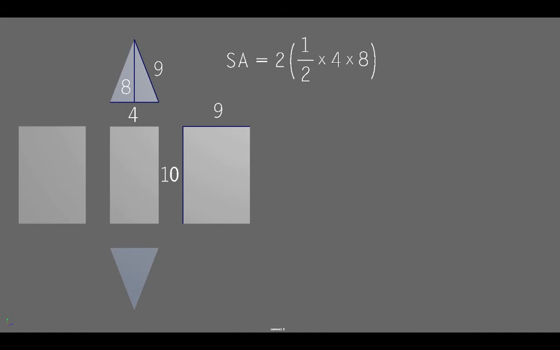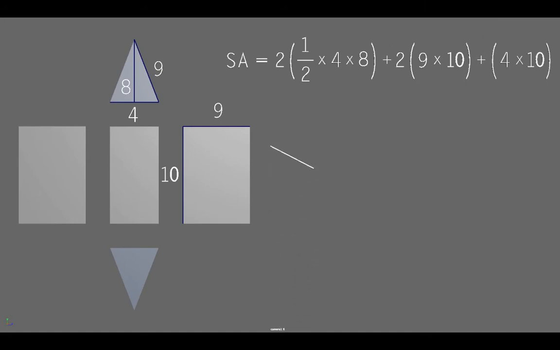Next, we will do our larger lateral surface, which has dimensions 9 by 10. Now, because there are 2 of these, we multiply this quantity by 2. Last, we'll do our middle lateral surface, which has dimensions 4 by 10. Now because this is the only lateral surface that has these dimensions, we will not multiply this quantity by anything. We'll add all these together.